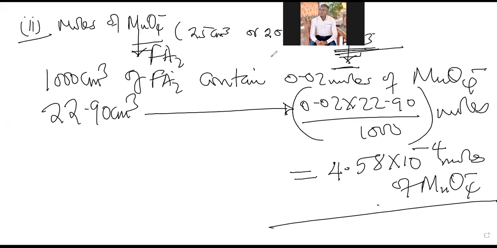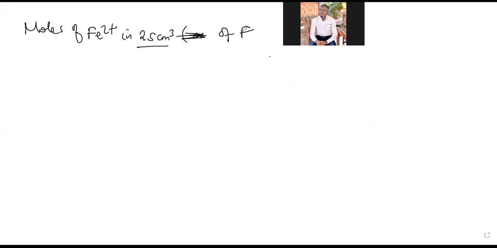Someone who failed Roman 3 could not pass anything. Now, Roman 3 is saying, calculate moles of iron 2 ions. They need moles of iron 2 ions in 25 cubic centimeters, depending on the pipette used, but for us we use 25 of Fa3.